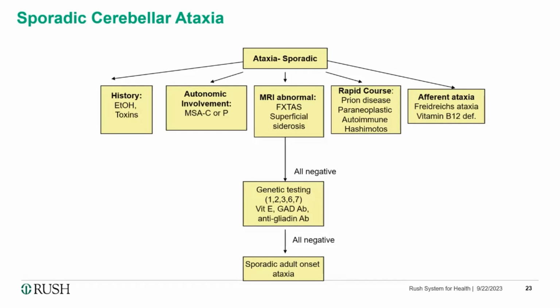If the patient has a long history of alcohol abuse, you want to take that into consideration. Again, we're always thinking about Friedreich's ataxia. If there's a rapid course, you want to think about prion disease, paraneoplastic disorders, autoimmune disorders, or Hashimoto's. You usually don't see Hashimoto's with ataxia, but you want to keep it on the list so you're looking for it. If they don't fit into any of these boxes, you can go back to genetic testing or look for something like vitamin deficiencies or autoimmune disorders. If all your testing is negative, they fall into the sporadic ataxia category, and if they're over the age of 55, at least half of these individuals will turn out to have multiple system atrophy. Next slide.